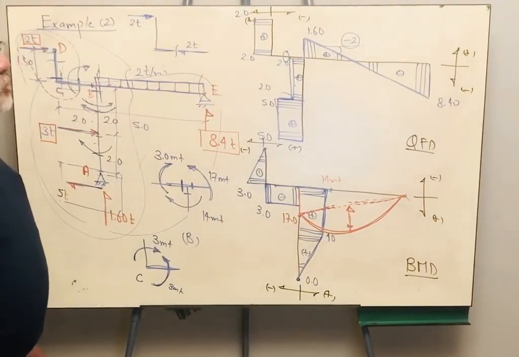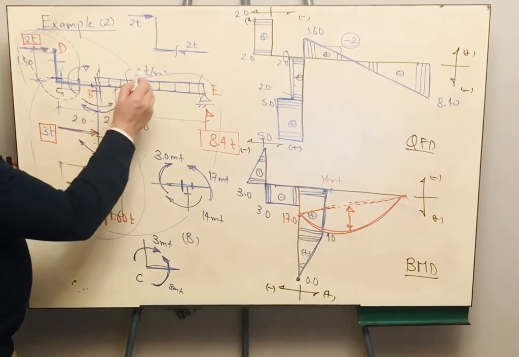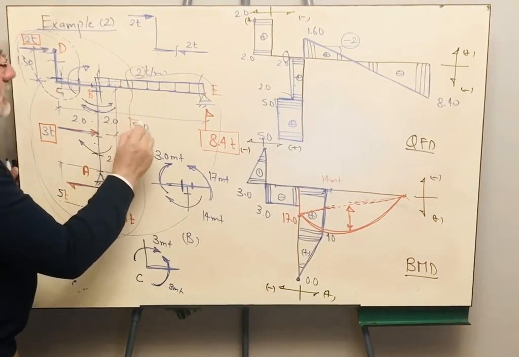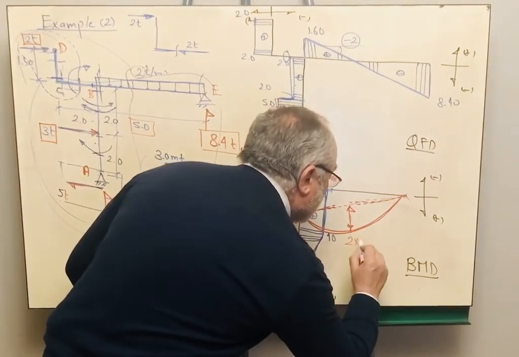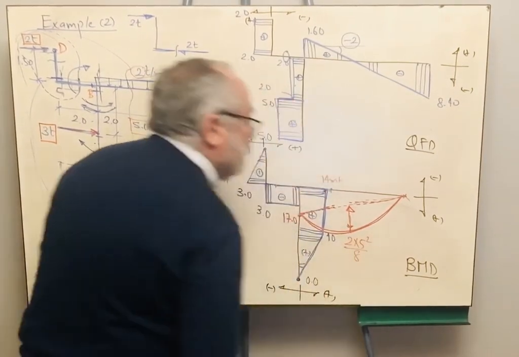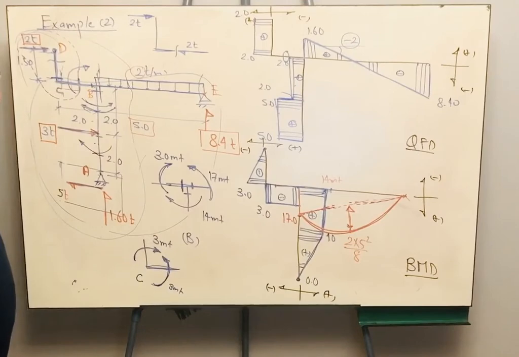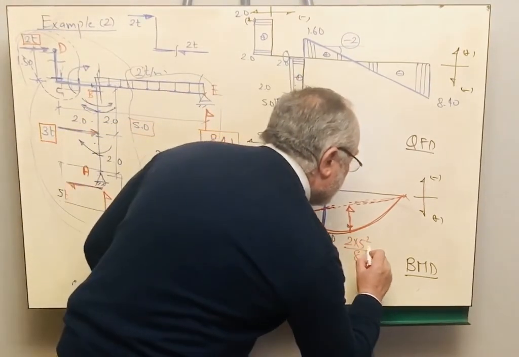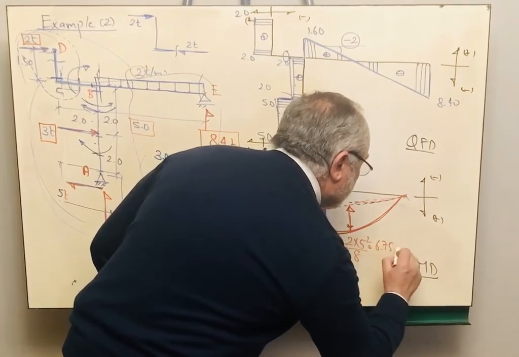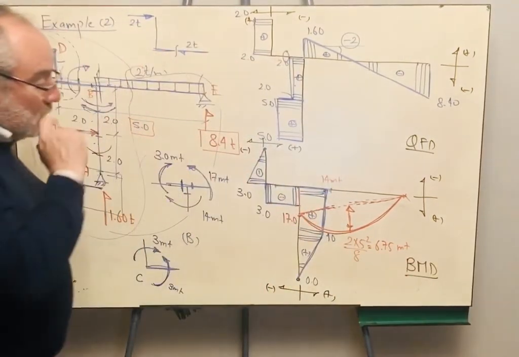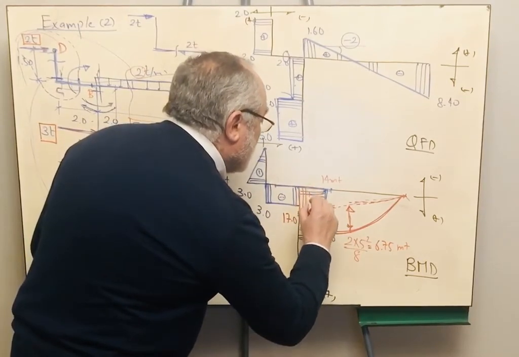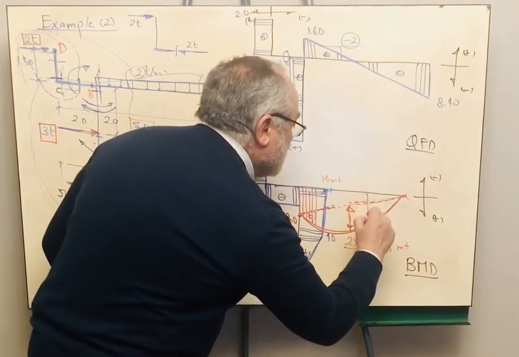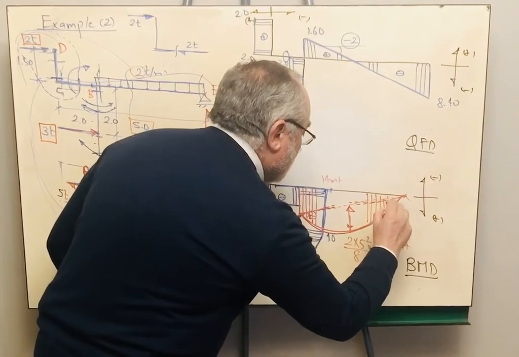The magnitude of the parabola is equal to how much? The load is 2 and the span is 5. So it is 2 multiplied by 5 squared over 8. Okay? So this is 50 over 8, which is 6.25, I believe. And you should measure the distance between the original datum and the final curve that you have reached.